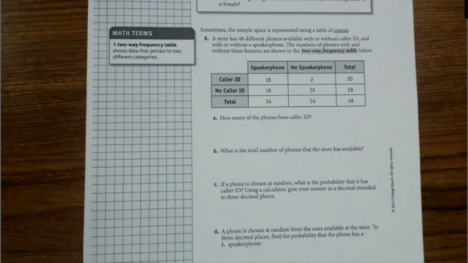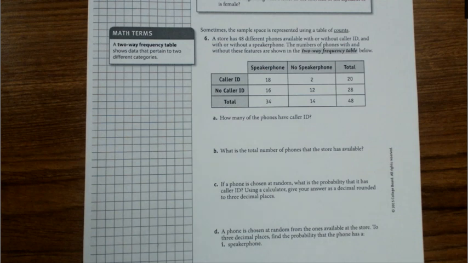Our last section covers two-way frequency tables. Number 6, it says a two-way frequency table shows data that pertains to two different categories. Sometimes the sample space is represented using a table of counts.